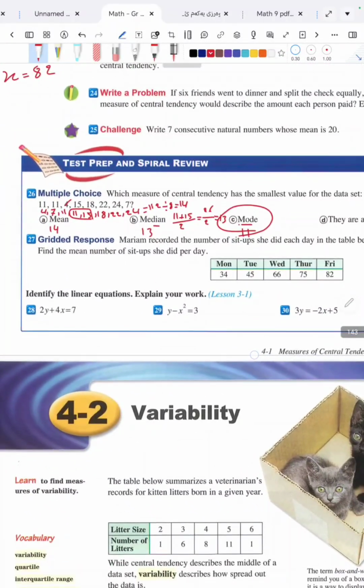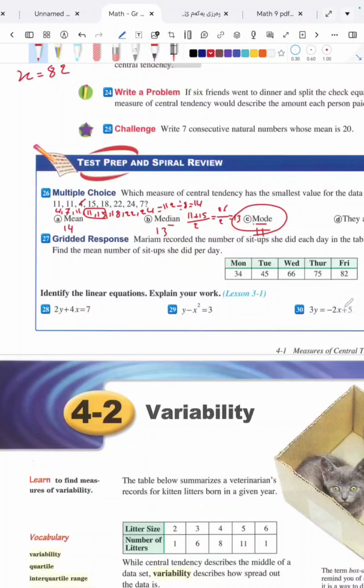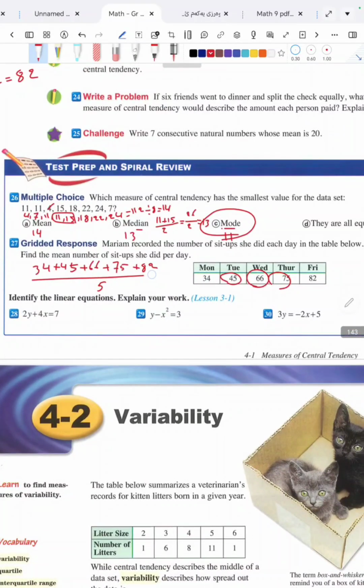Okay. Question 27. How can you solve it? Add them all. Find the mean. They ask for the mean. So we say 34 plus 45 plus 66 plus 75 plus 82 divided by 5, which equals 302 divided by 5. When you use long division, it will be 60.4.